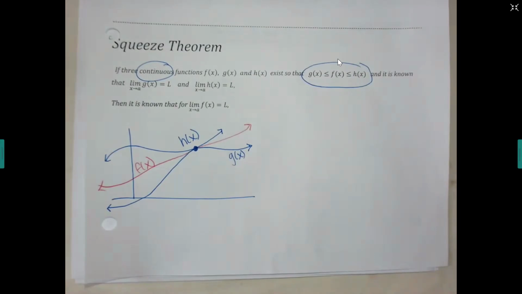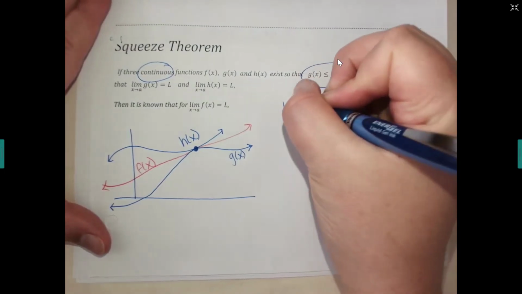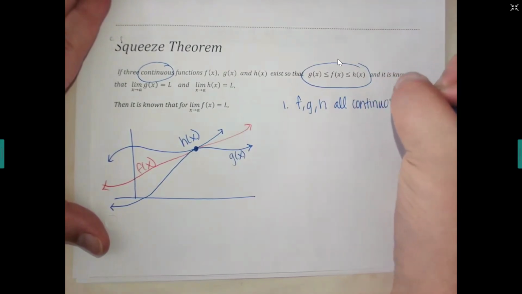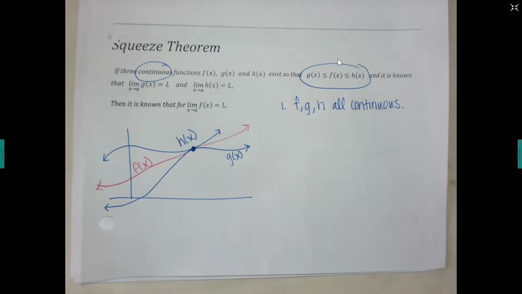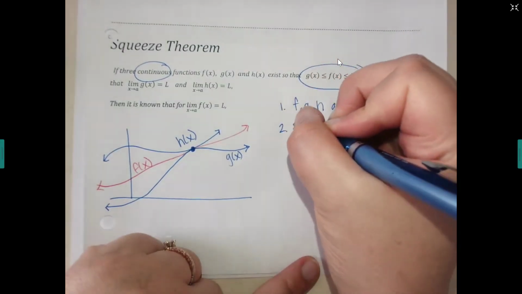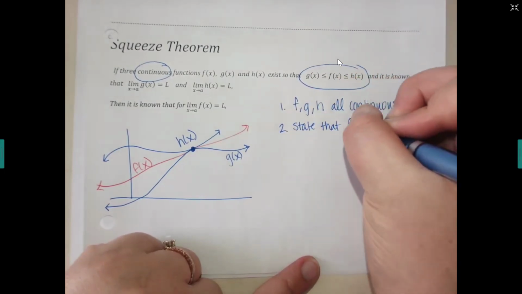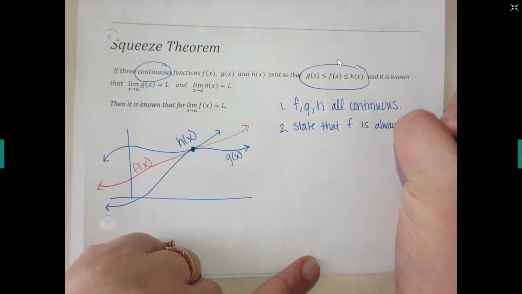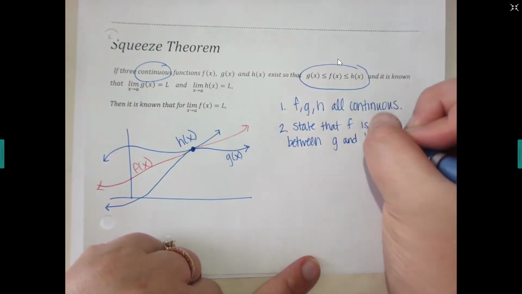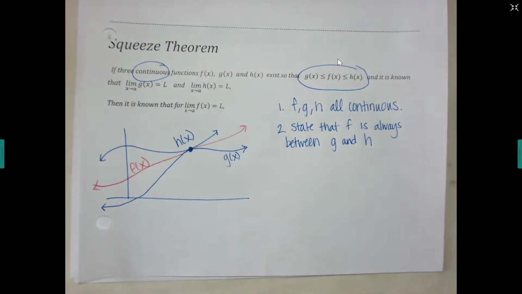Okay, so let's write out your steps. First step is that they have to all be continuous. So f, g, h, all continuous, and it has to say that. Or it could tell you what the equations are, and you could kind of think about the picture like we did. But they have to all be continuous. Step number 2 is that it has to state that f is always between g and h. And those are the 2 things that we circled. So they're all continuous and f stays in the middle.